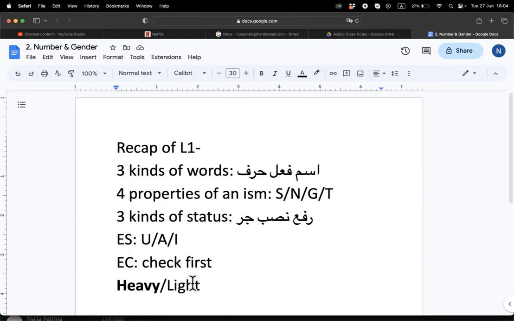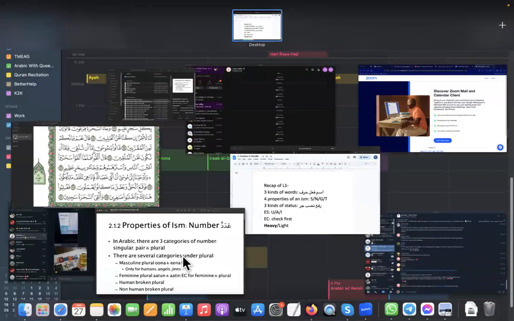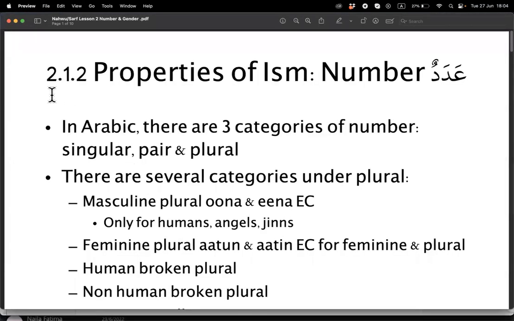So there's one more thing about status that we haven't done, flexibility, which we will do later. Now we move on to number first. So this is the second property. The first property was status. This is the second property, number.